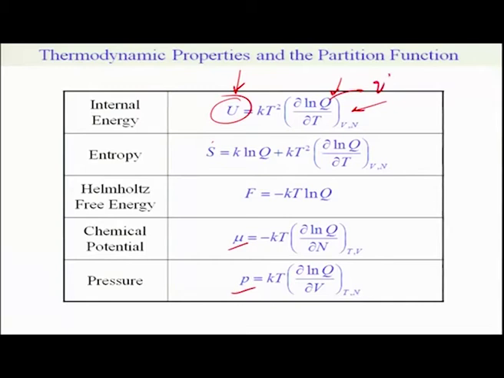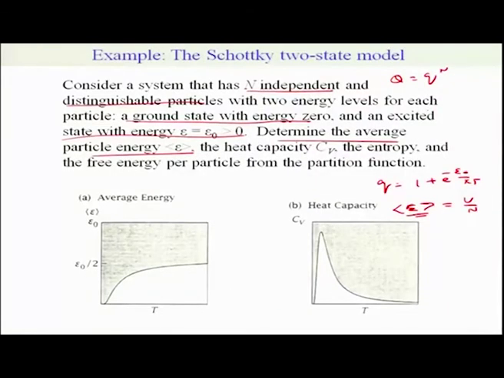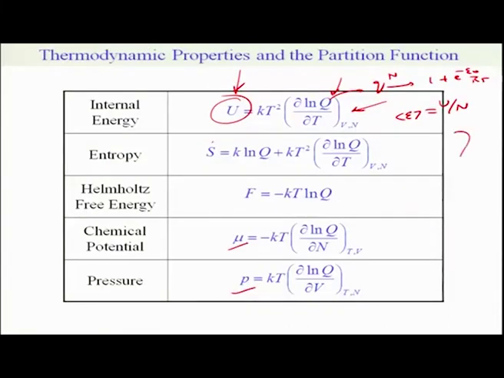We plug Q as q to the power N, where q is 1 plus e to the power minus epsilon 0 by kT, and from here you can obtain the expression for u by N, which is going to be the average E. Similarly, you can try to get the heat capacity, entropy, and free energy per particle from this exercise using the expressions here.